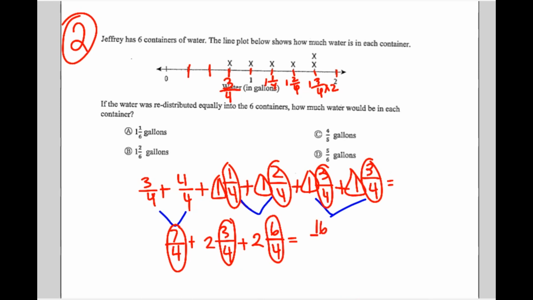So I have 16/4. But that should trigger something in our head. What is 16 divided by 4? That equals 4, right? So then now we know that that's 4, but we also have these 2 plus 2 over here. So let's bring those over.